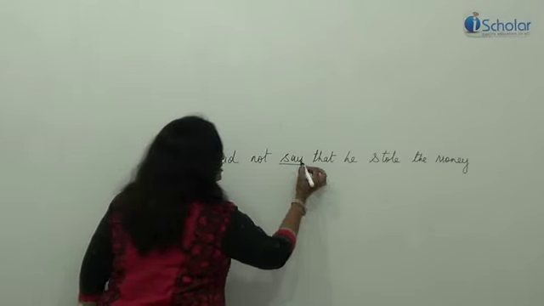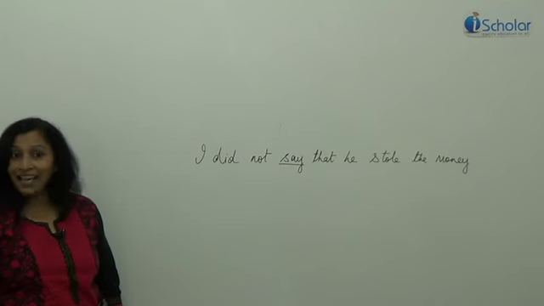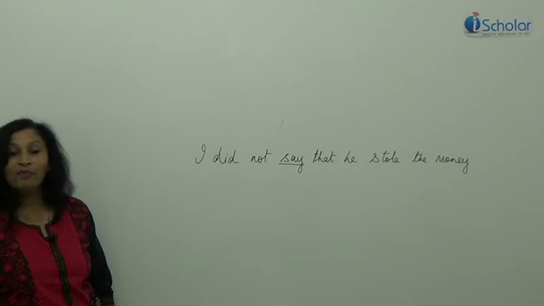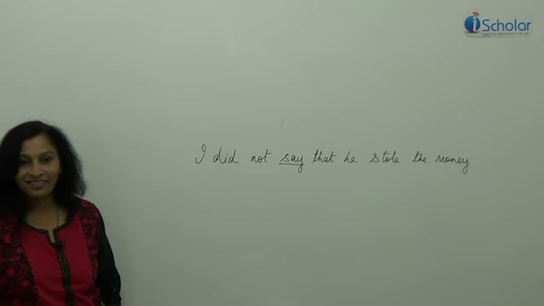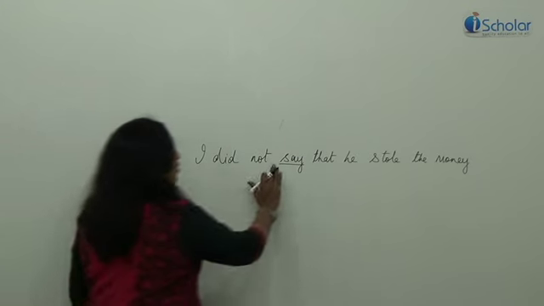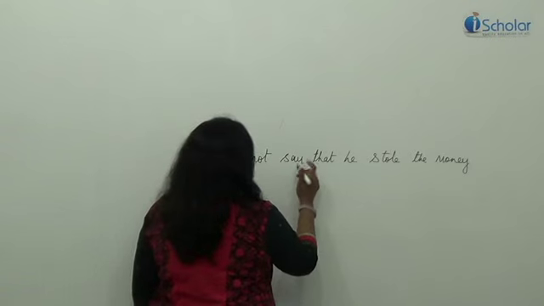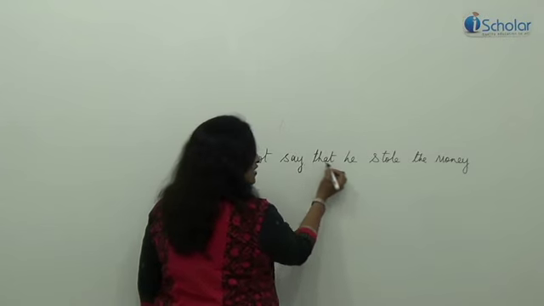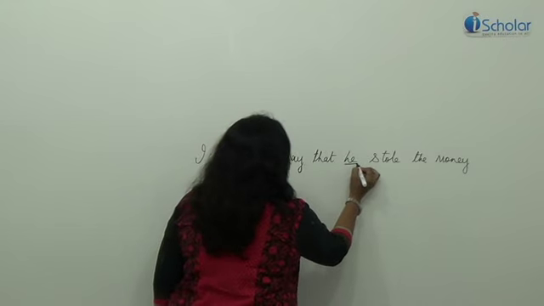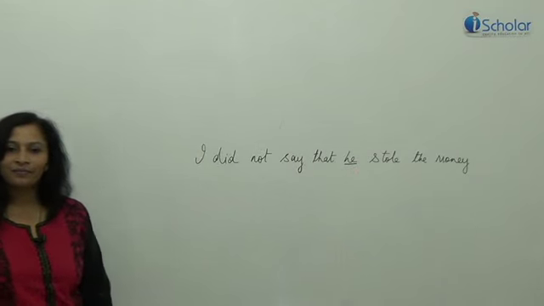Now let's stress on say. I did not say that he stole the money. Maybe I wrote it down. Right? Now let's stress the next word. I did not say, that is of course a conjunction, that he stole the money.